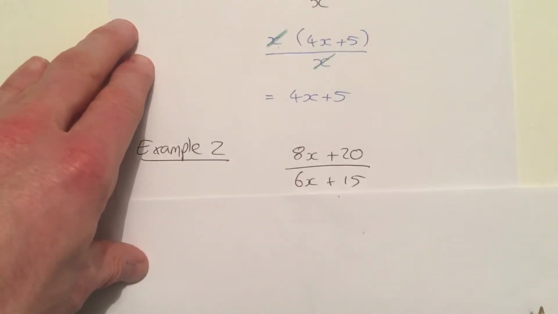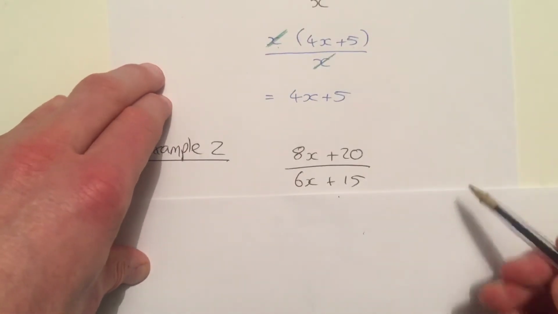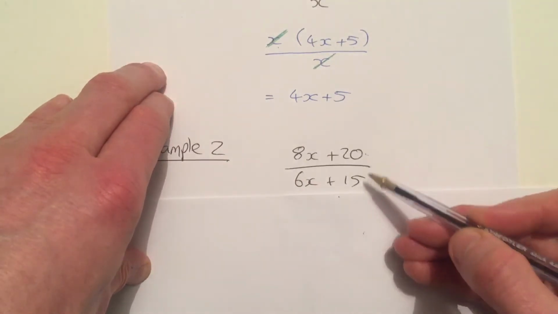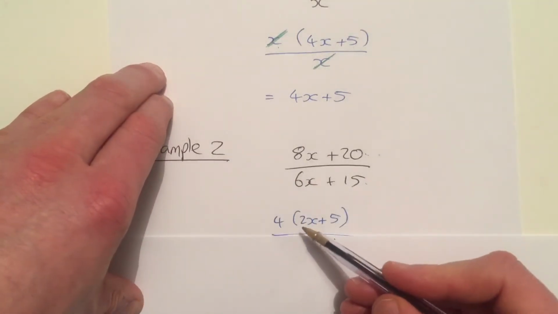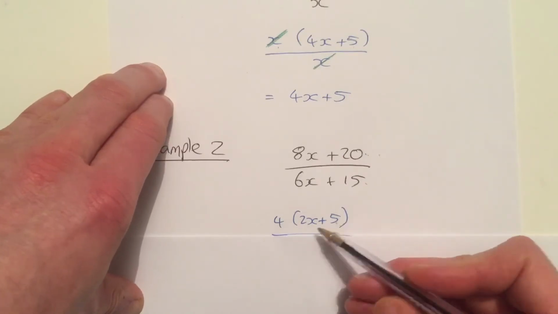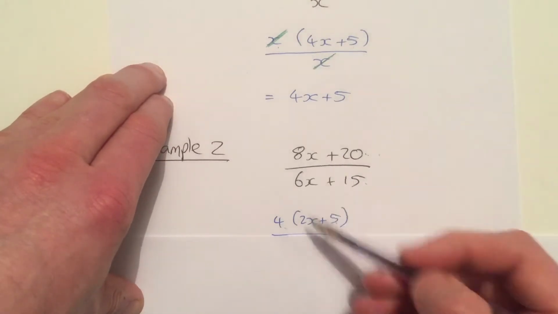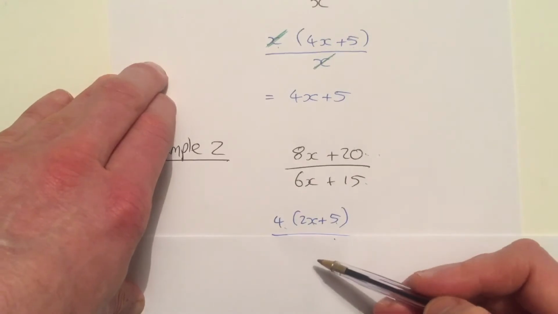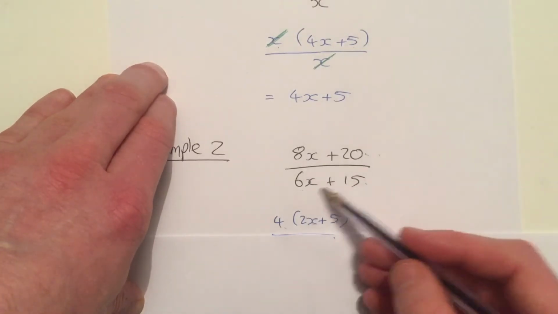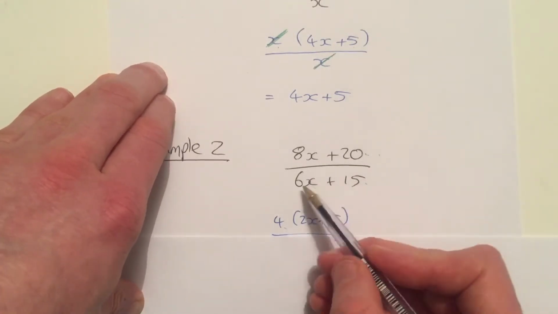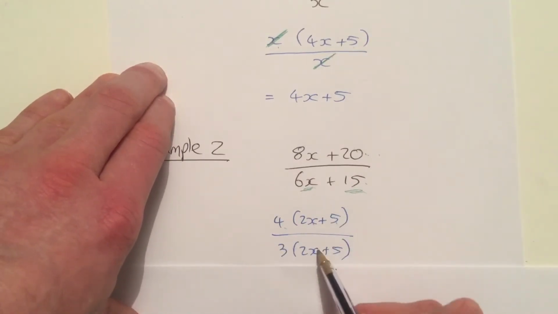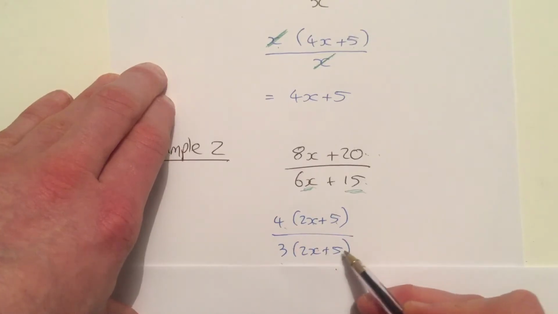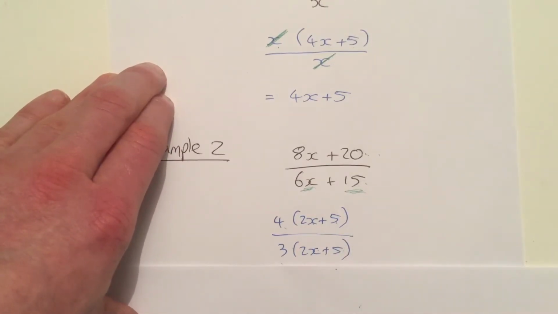Next example is this one. So just like before, I'm going to factorise both of these. If I factorise the numerator, I get 4 lots of 2x plus 5. 4 times 2x is 8x, 4 times 5 is 20. If I factorise the denominator, I can take a 3 outside of both of those. 3 times 2x is 6x, 3 times 5 is 15.